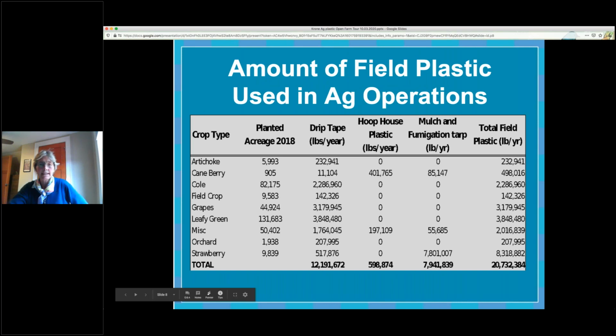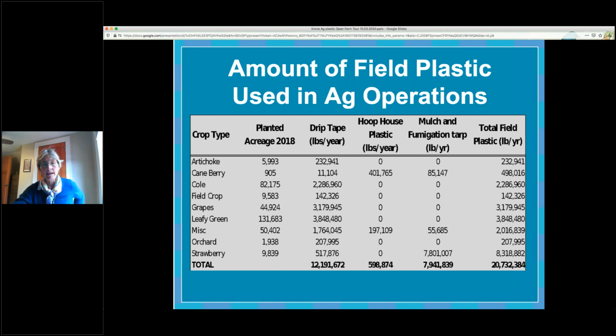So the first question we addressed was how much plastic is used in Monterey County on the fields. So we limited our view of plastic to just looking at 3 types of plastic: drip tape, hoop house plastic, and films, plastic mulch and fumigation tarps. And we ignored all the other kinds of plastic that I showed on that first slide that's used in agriculture, and focused our efforts on just the plastic used on the field, because that's where the sun reaches the plastic, and that's where we feel the greatest risk is to that plastic getting into the ocean because of its exposure to sun and wind and rain.